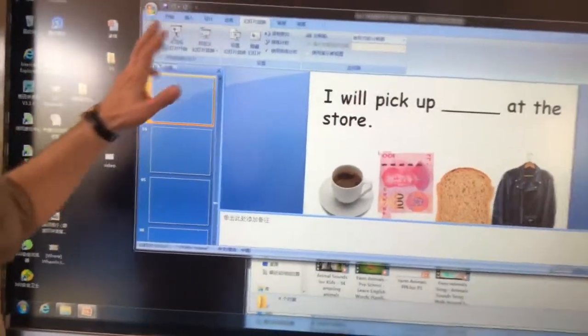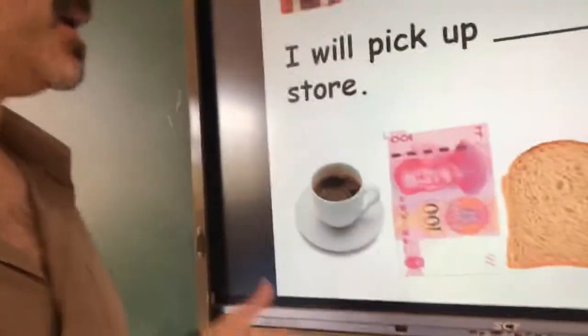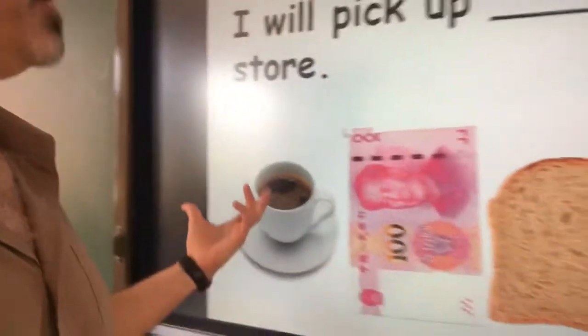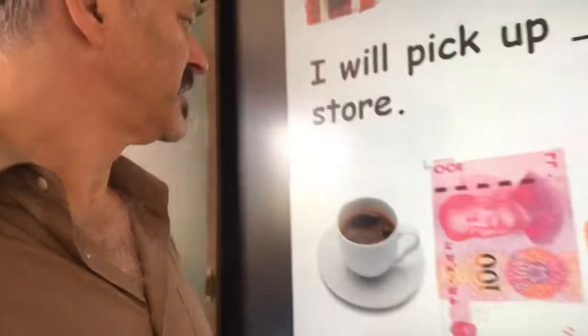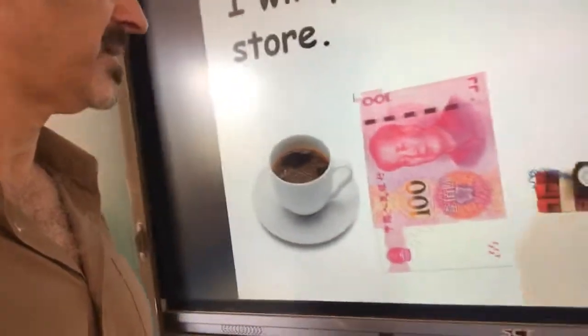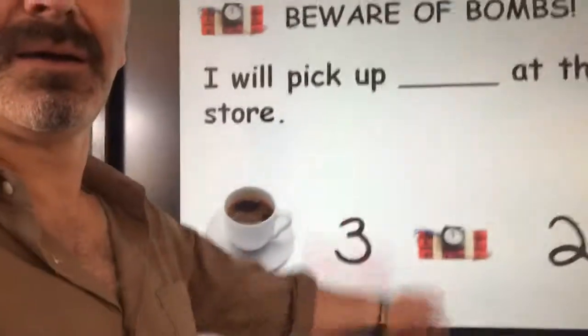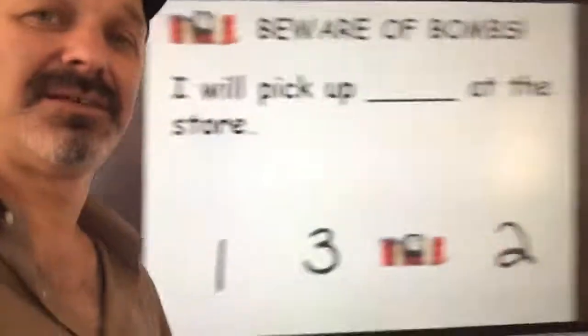Oh. Here I chose to do, since it's just kind of, I changed this one to Beware the Bombs. And here, if you get the bomb, you lose 5 points. I will pick up, and here they're just using their vocabulary and pick up. So I might say, I'll pick up my jacket, I'll pick up my coffee. If you picked up, and there's a bomb on it. Otherwise, you get points.